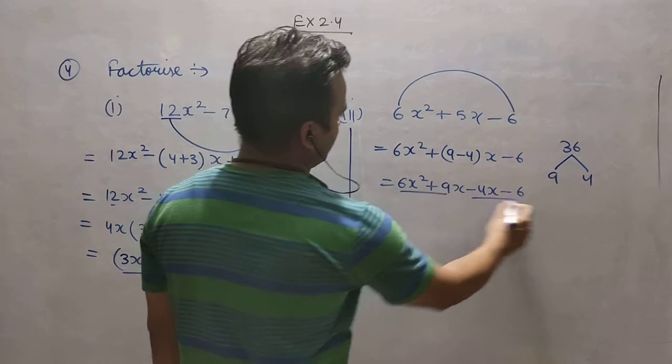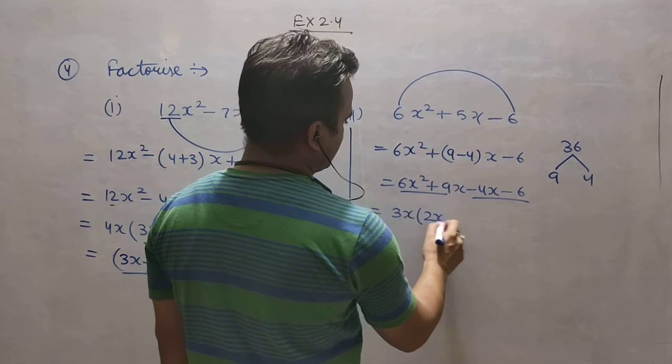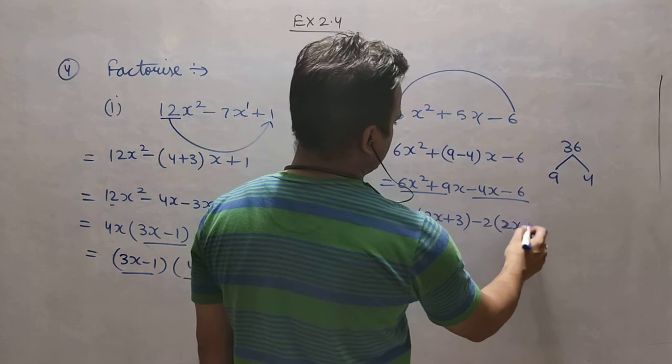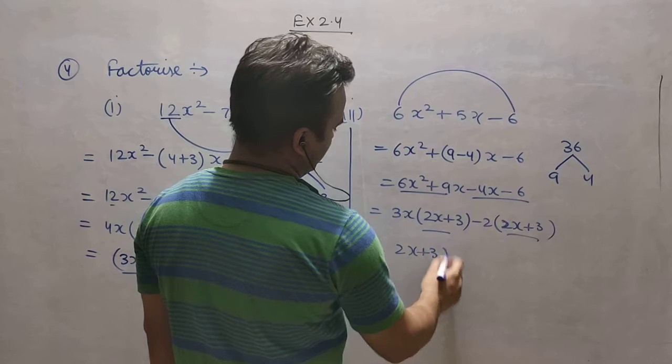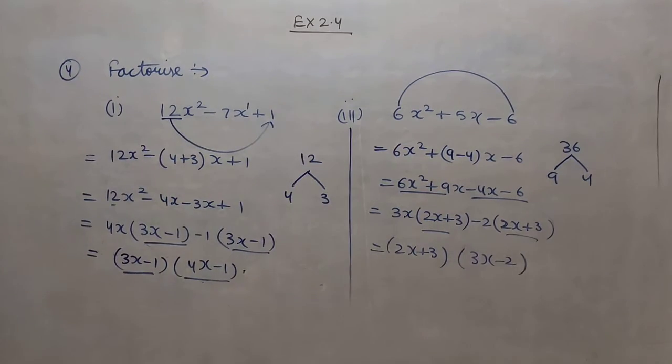Now what is common here? In this is grouping. 3x, it will be 2x plus 3. It is 2, it is 2x plus 3. Both brackets are same now. It means we are on the right path. So it is 3x minus 2. So this is the way to find the factors of quadratic polynomial, because the middle term splitting method is only used in quadratic polynomial, right? Now question number 5.